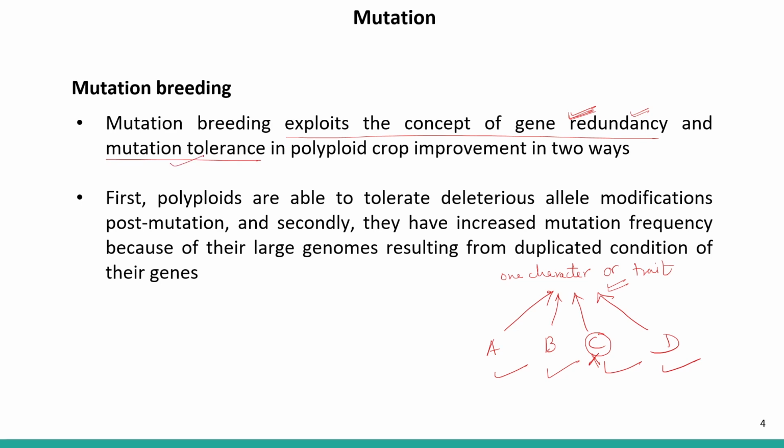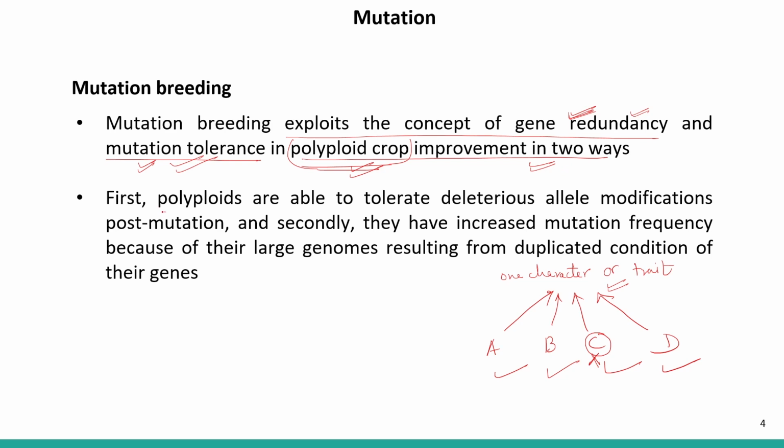So mutation breeding exploits the concept of gene redundancy and mutation tolerance in polyploid crop improvement in two ways. This polyploid crop can withstand mutation. They can tolerate mutation, because for one particular gene there are a number of alleles. So how do they improve? The crops can be improved in two ways.